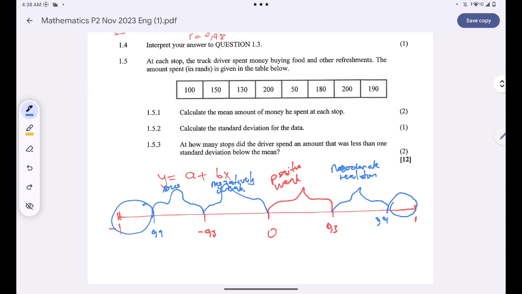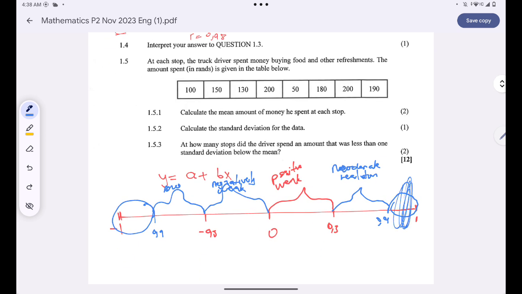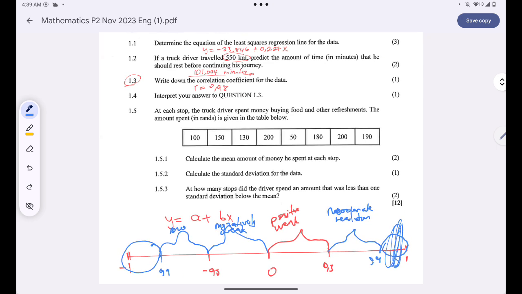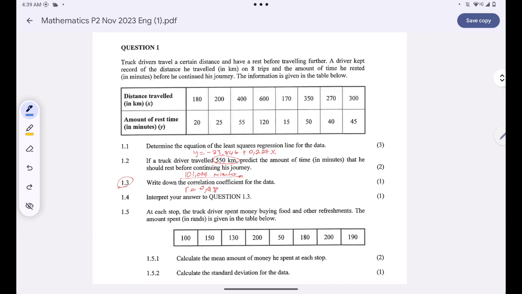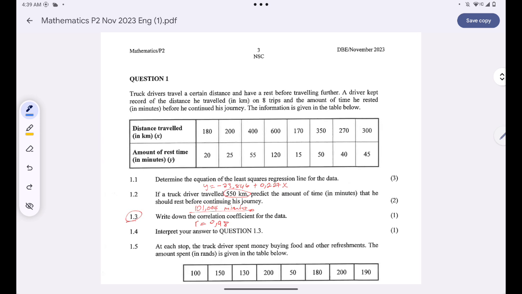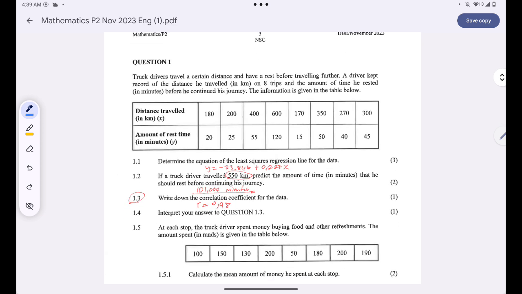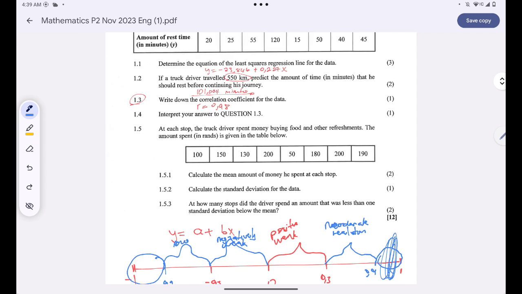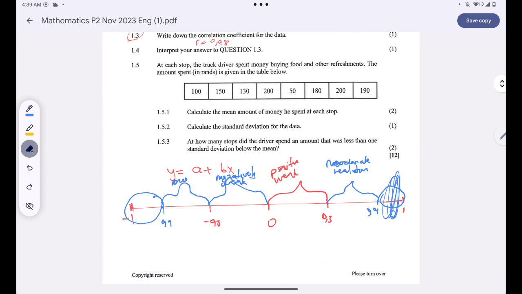So since our R is somewhere in between here, we can simply say that there's a positively strong linear relationship between the distance traveled by the driver and the amount of time they took to rest after driving. There's a positively strong linear relationship. Okay, now let's go to question 5.